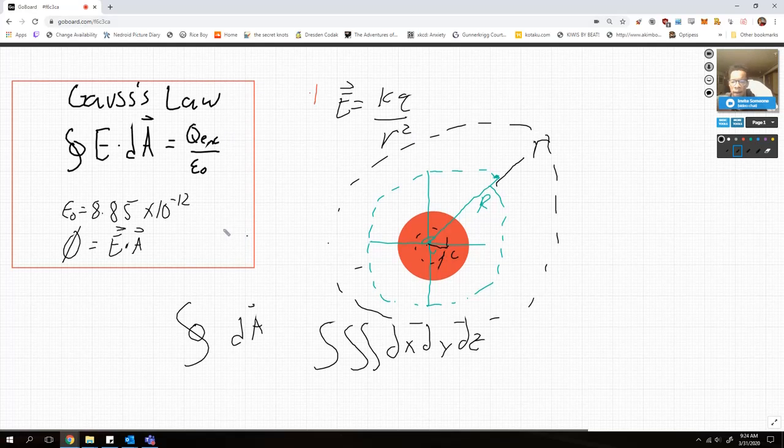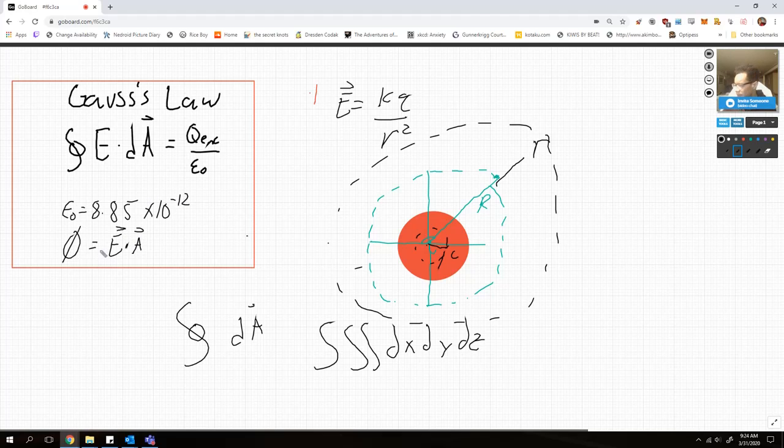And epsilon naught is just a constant. It's the permittivity of free space, so this will always be the same number when you're doing Gauss's law, unless for some reason they tell you otherwise. For now, just assume that epsilon naught is 8.85 times 10 to the negative 12.